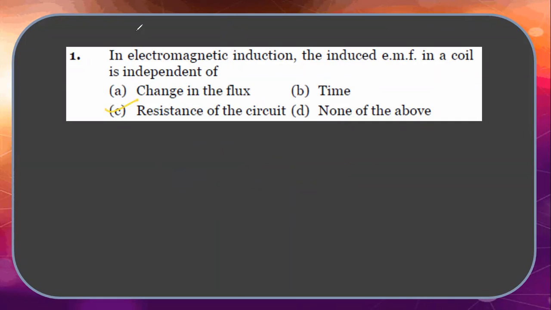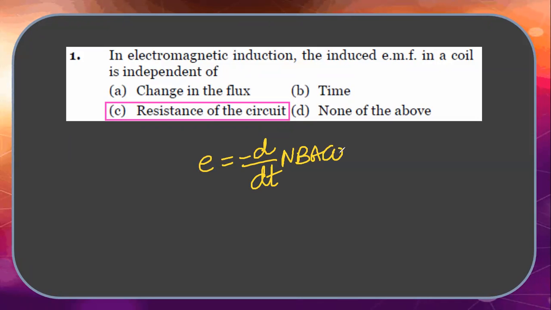C option is correct. So it is given that in electromagnetic induction, the induced EMF in a coil is independent of the resistance of the circuit. C option is correct for this. Why? Induced EMF E is equal to, what did I write? E is equal to minus d by dt of NBA cos theta. This is right.